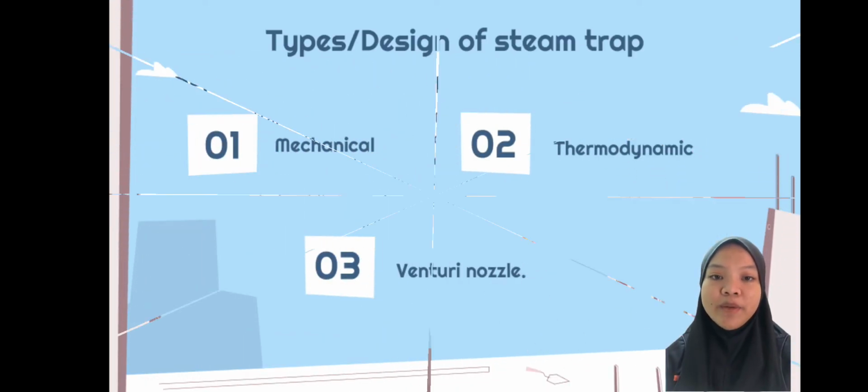There are three types of steam trap. Firstly, mechanical steam traps. Mechanical steam traps rely on the density difference between steam and condensate to function. They can pass large volumes of condensate continuously and are suitable for a wide range of process applications. Ball float and inverted bucket steam traps are two examples.